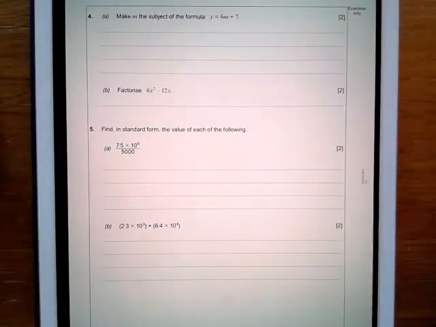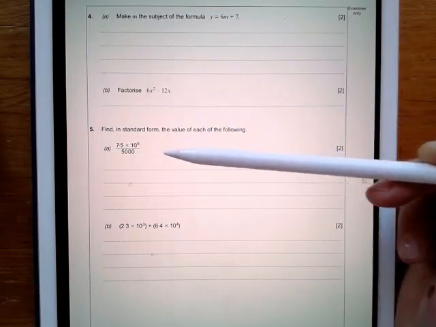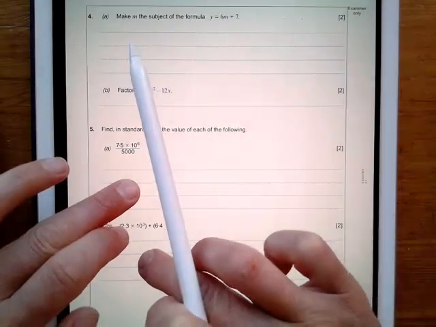General rule of thumb is to... just spat on my iPad.